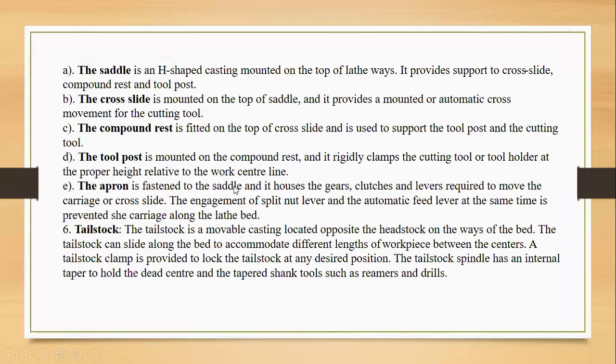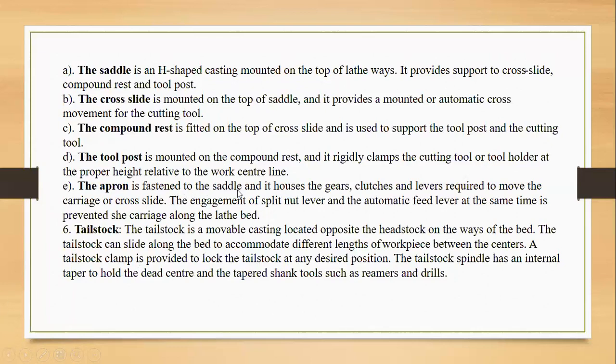The apron is fastened to the saddle and it houses the gears, clutches, and levers, because we have to move the tool either manually or automatically. That's why we have to use a mechanism to control the movement. That's why this is called the apron.